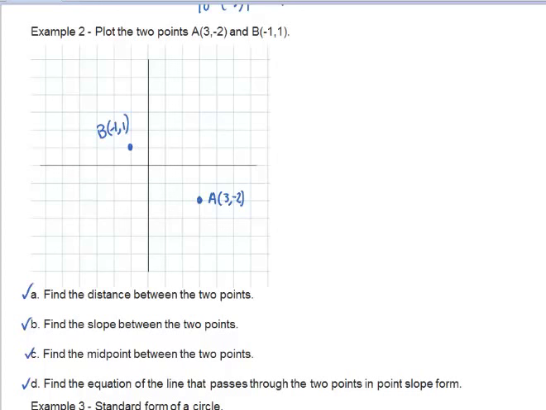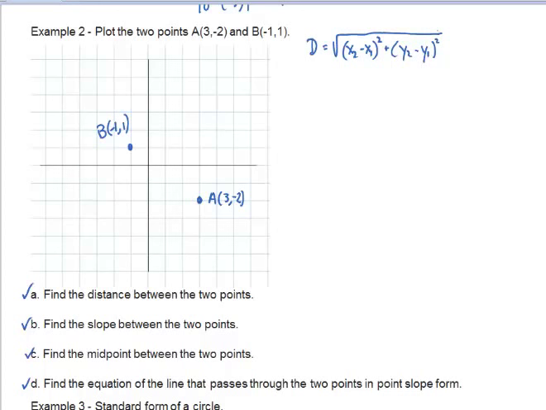Now to find the distance, we could use the distance formula, which is a pain to remember, which is the following. And you should remember this from an Algebra 1 or Algebra 2 class. And this basically is a form of the Pythagorean theorem. And that's all it really is. But it's very difficult for kids to remember that.